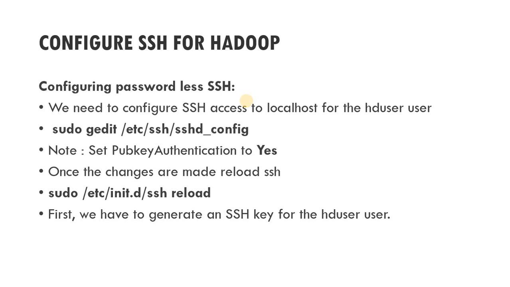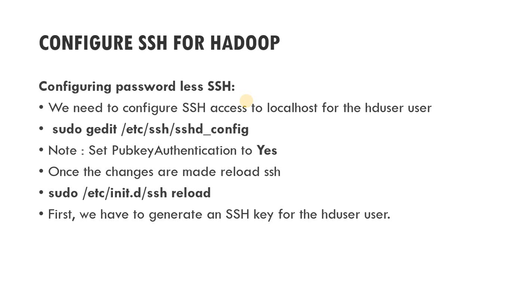For that the command is sudo gedit /etc/ssh/sshd_config. Note that public key authentication needs to be set to yes. When you run this command, a dialog box pops up, and on that you need to click yes. Once the changes are made, we need to reload that file, so the command is sudo /etc/init.d/ssh reload. This command is used to reload that file.